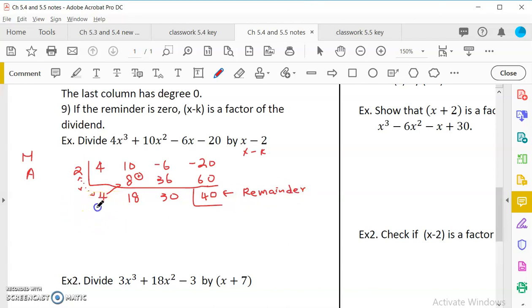And this is the quotient. So you count from the last one. So this is one term, this is x term, and this is x squared term. So you would say the answer is, it's very fast, 4x squared, because this is 1, this is x, and this is x squared. You can remind yourself like that. Plus 18x plus 30. And we have a remainder of 40.